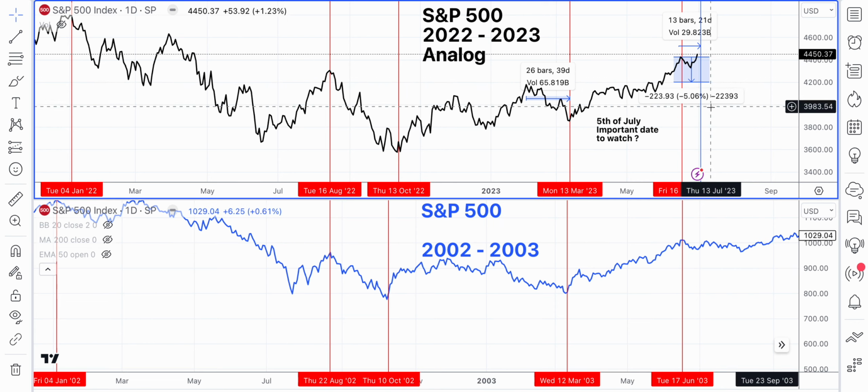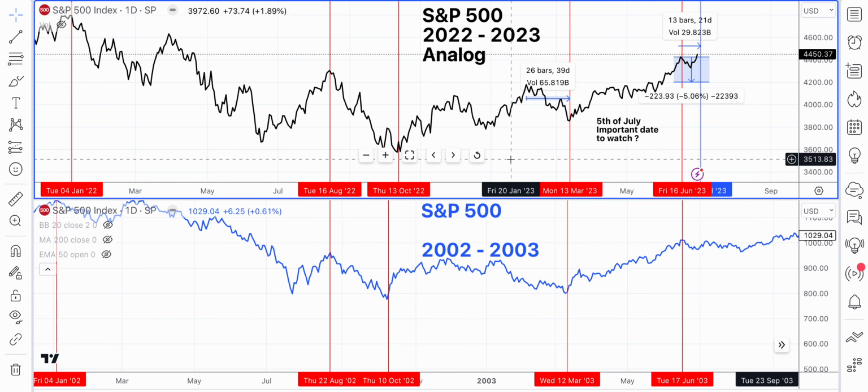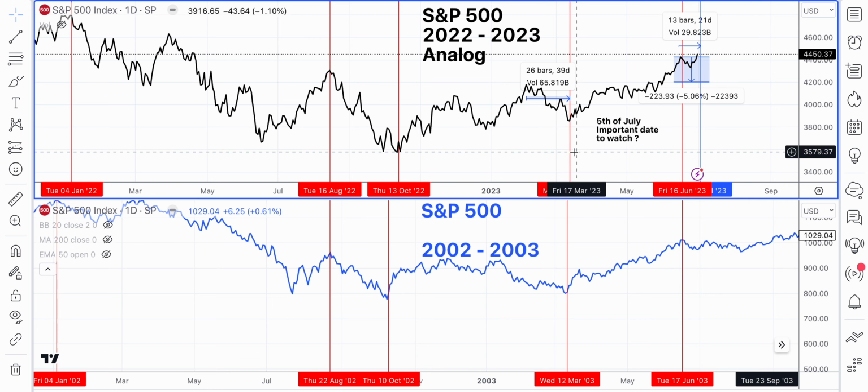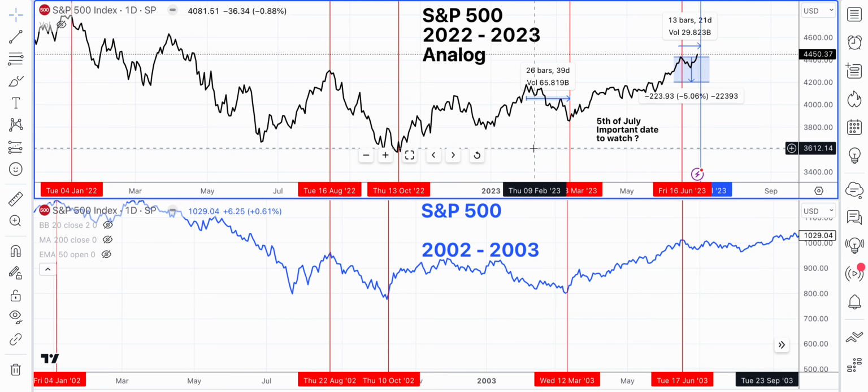But this time things look a little bit different. The market actually rallied and is now testing the highs one more time, and we had done some rough calculations for the timing of it, and we came up with the 5th of July being an important date.